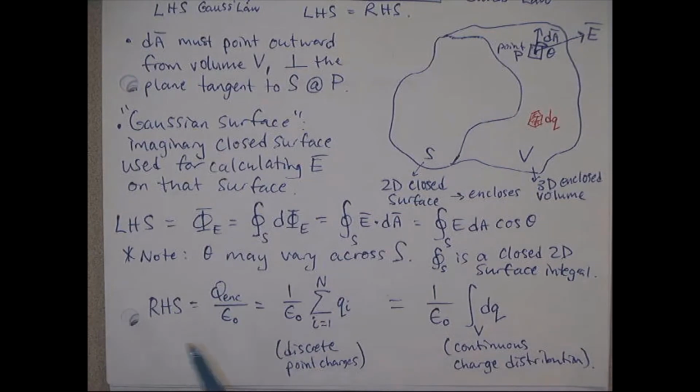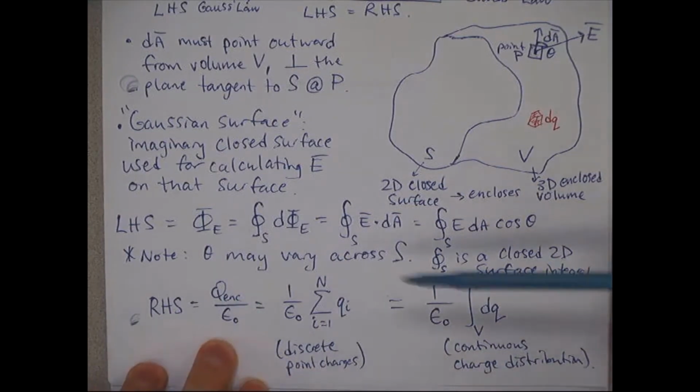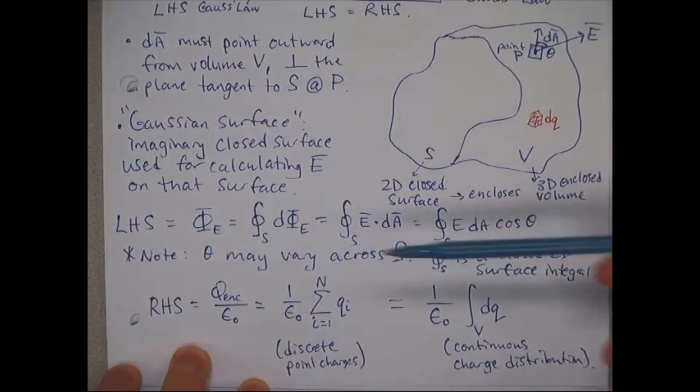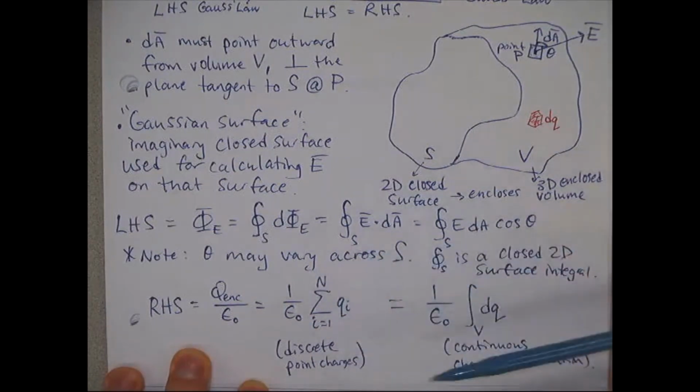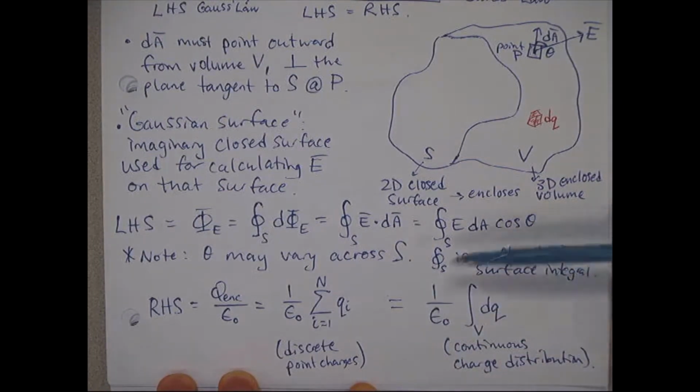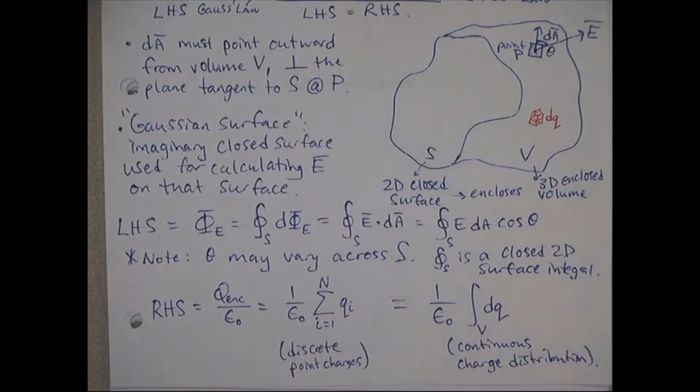Your right-hand side of Gauss's law, Q enclosed over epsilon naught, may be just a simple sum of discrete point charges, or you may need to integrate over some continuous charge distribution. And you'll work examples of this in class.